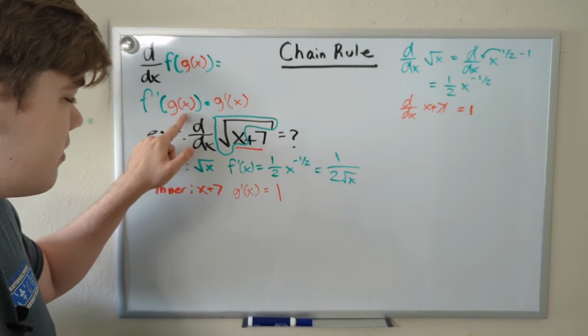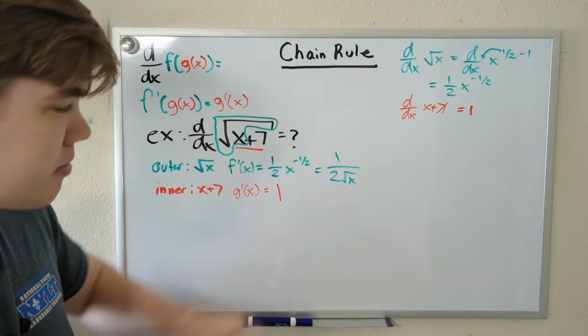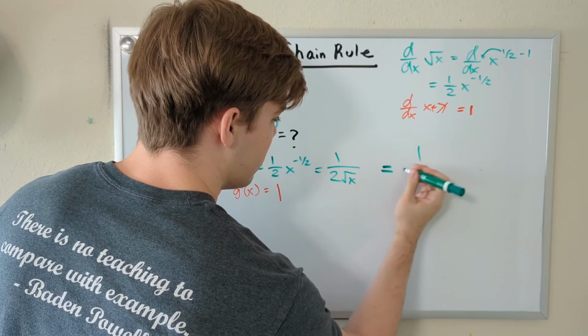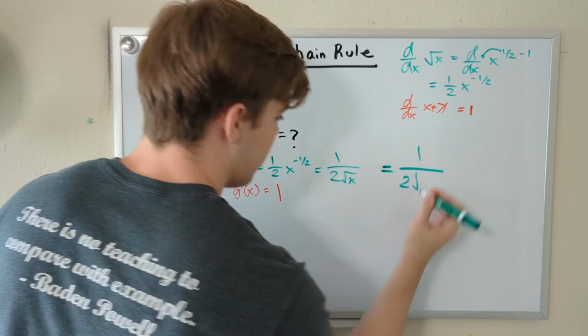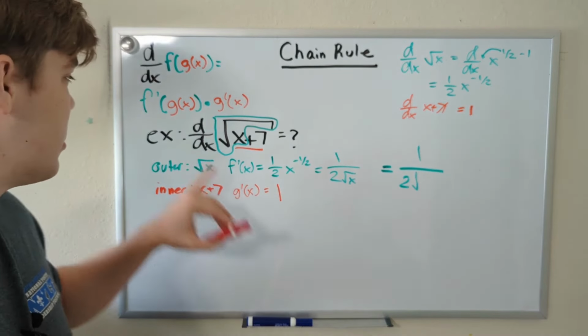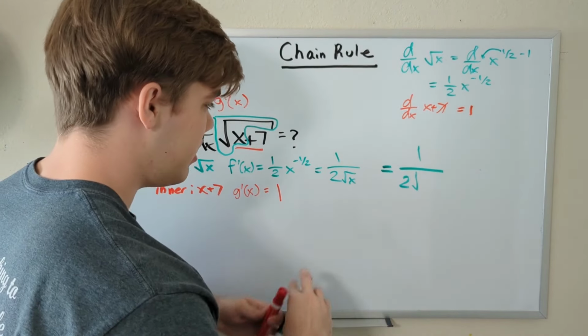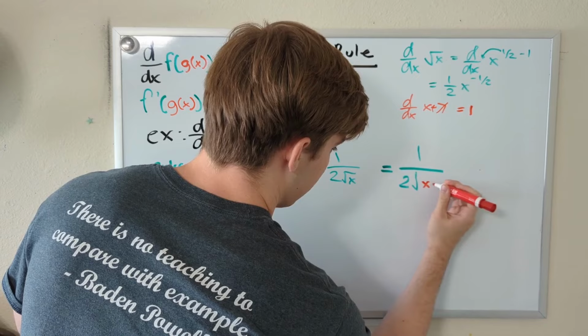Now let's apply our chain rule. First we need to plug g of x into f prime. This is f prime, 1 divided by 2 times the square root of x. So this is equal to 1 divided by 2 times the square root, and we need to replace x with g of x. Our g of x was this x plus 7. So inside our little square root here, we just had to write x plus 7.